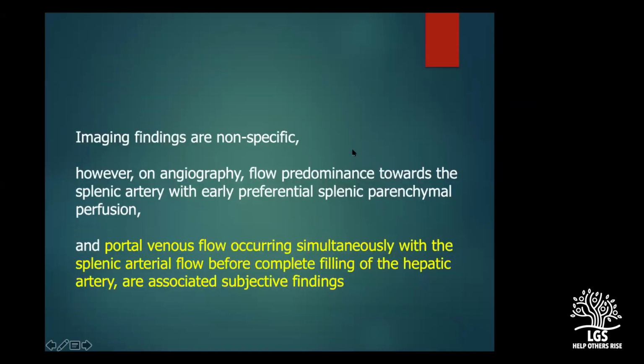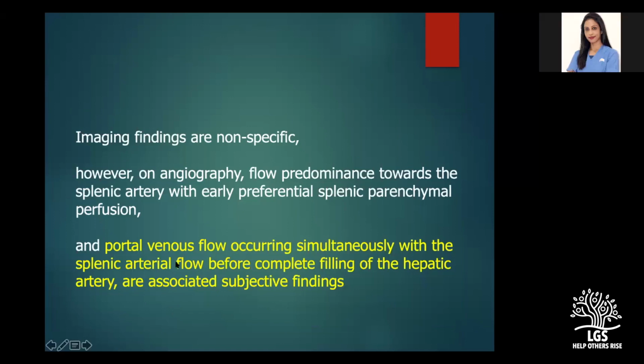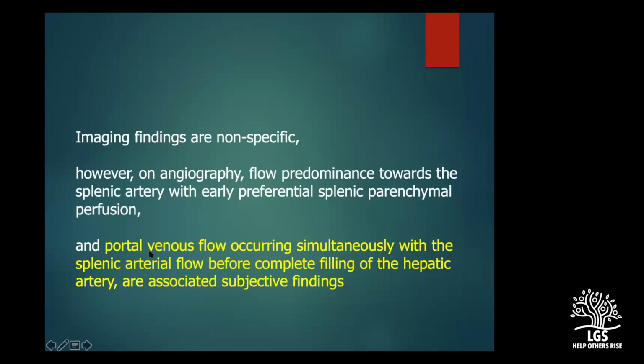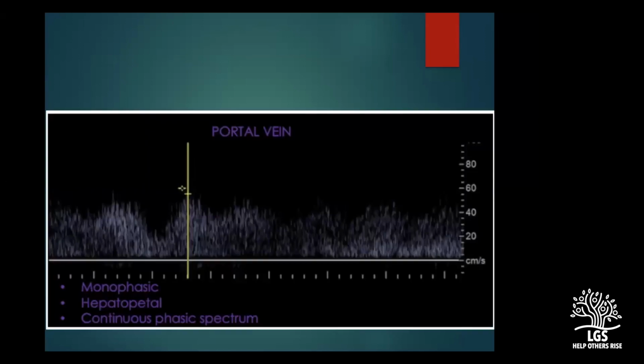And again, imaging findings are fairly non-specific. On angiography, what you see is a flow predominance towards the splenic artery with early preferential splenic parenchymal perfusion. You will also see portal venous flow occurring simultaneously with the splenic arterial flow. This is a key thing when it comes to angiogram, because sometimes you don't see the hepatic artery filling. Even before the hepatic artery fills, you would see the portal vein and the splenic artery filling up, and that is one of the key things to observe when you do an angiogram in such cases.